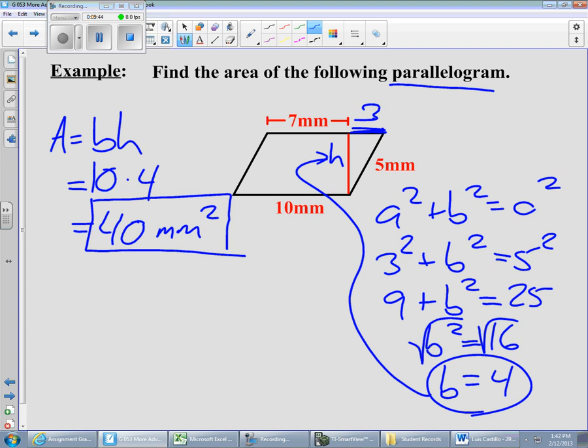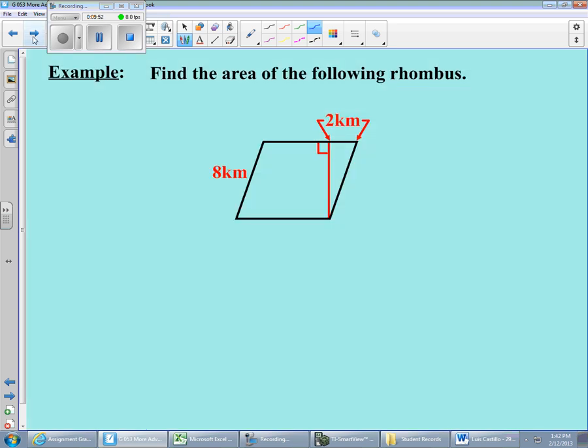The actual calculation is not that difficult, but sometimes setting up the problem is. Okay. All right. Let's look at another one.